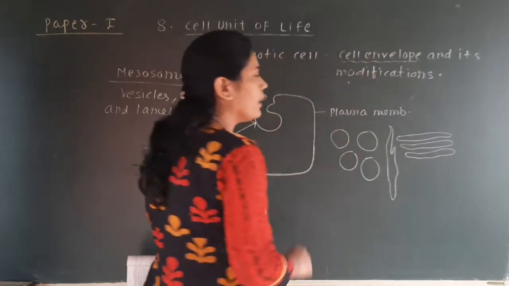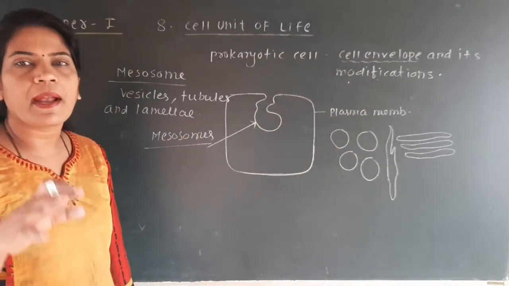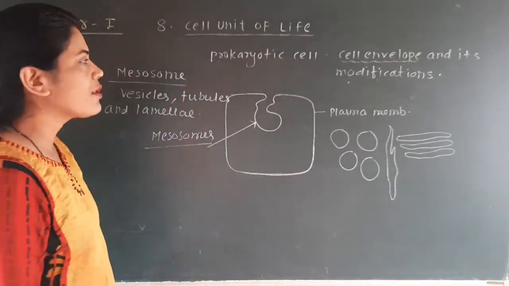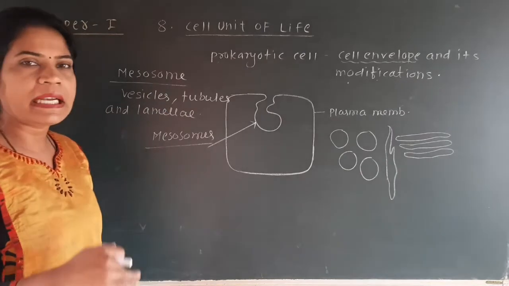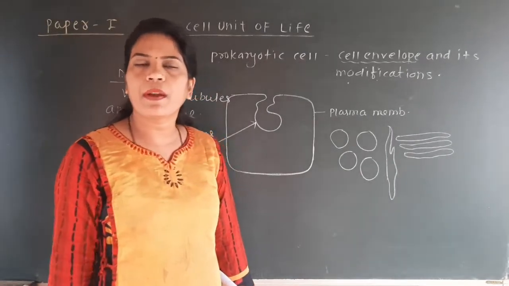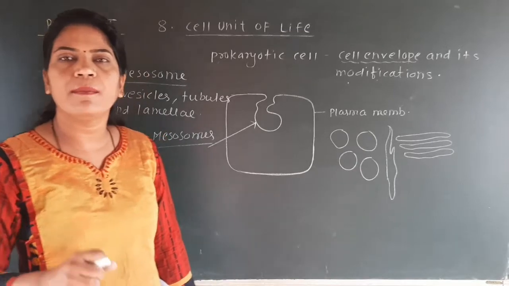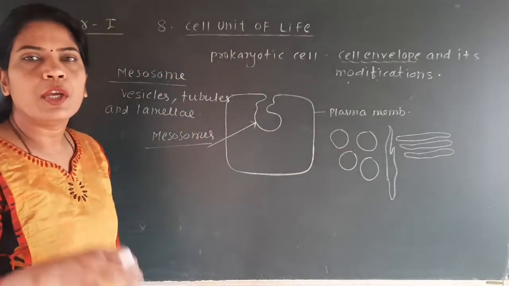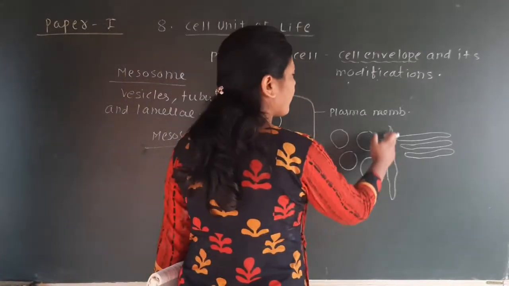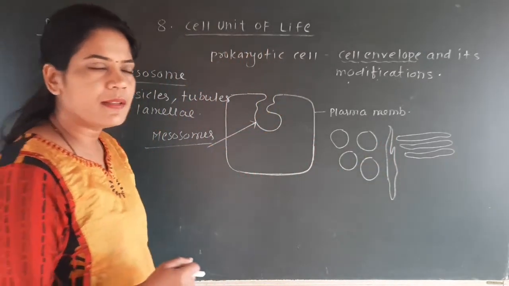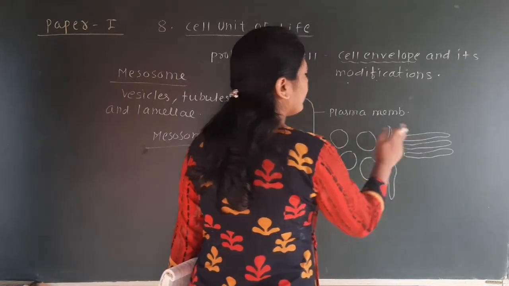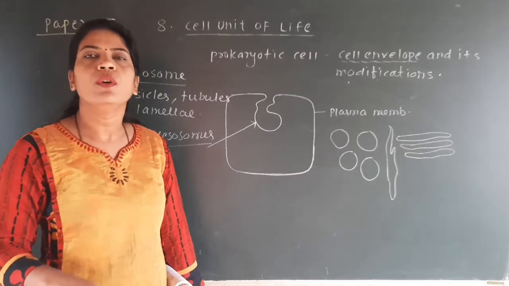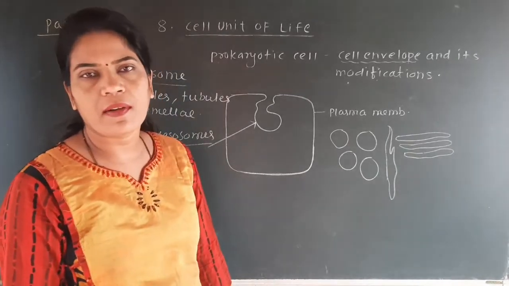lamellae. Okay. So, inside the bacterial cell, the plasma membrane shows extension. That extension we call mesosome. That extension is variable in different bacterial cells. In some bacterial cells, mesosomes are found in the form of vesicles. In some bacterial cells, mesosomes are found in the form of tubular structures, or in some bacterial cells, these mesosomes are found in the form of lamellae. So these are the various forms of the mesosome which are present in the bacterial cell.